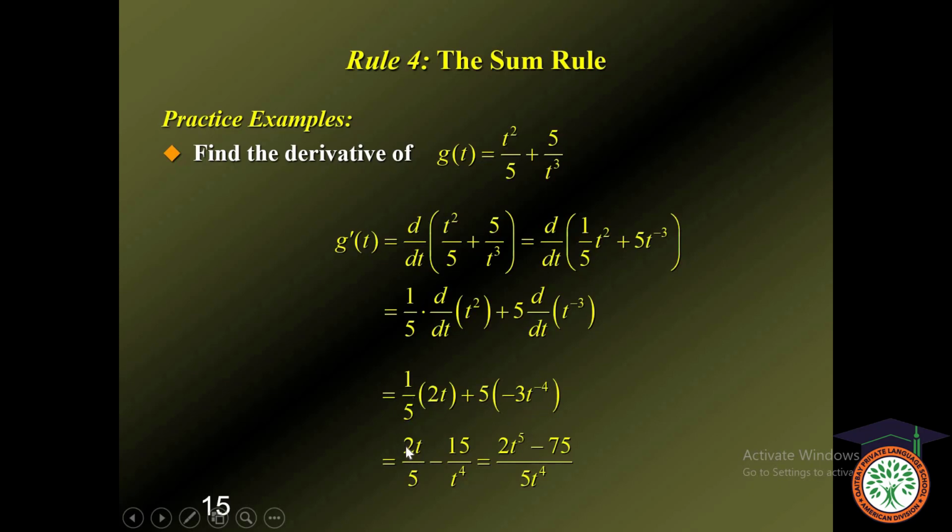It's going to be 2t over 5 minus negative 15 over t power negative 4, which is going to be t up to power positive 4 but down. Final answer: multiply 5 by t power 4, and t power 4 by 2t, and 5 times 15. 5 times t power 4 is 5t power 4, t power 4 times 2t is 2t power 5, and 5 times 15 is 75.